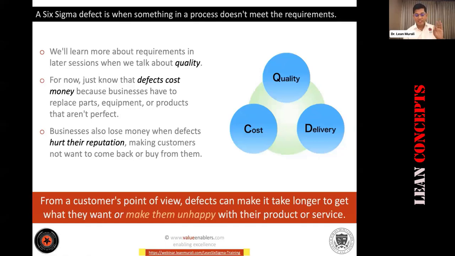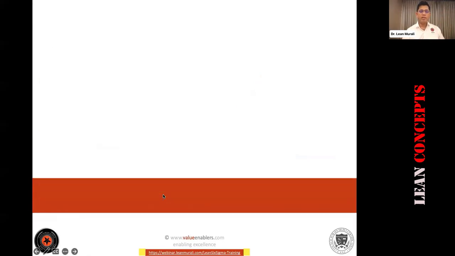So from the customer point of view, defects can make it take longer to get what they want, okay, and make them unhappy with their product or service. So this is quite logical, quite understandable.